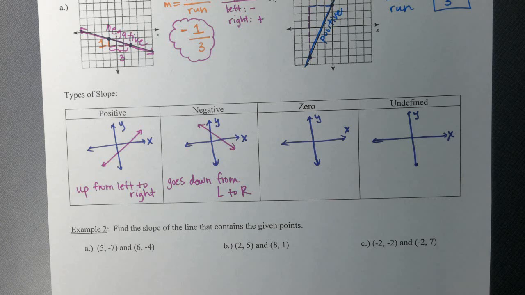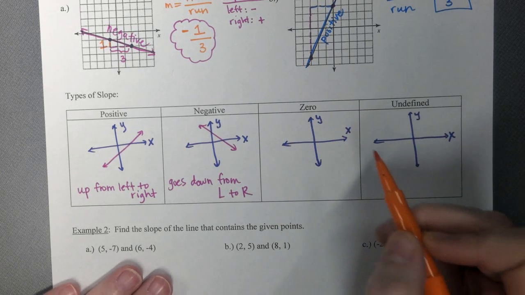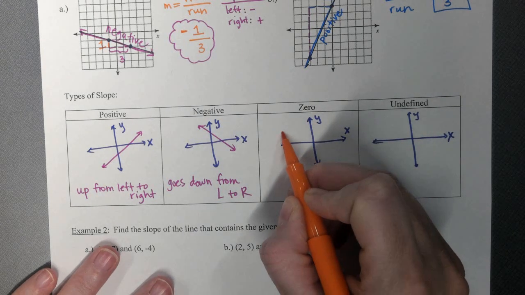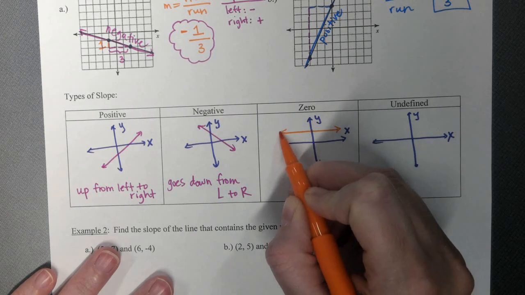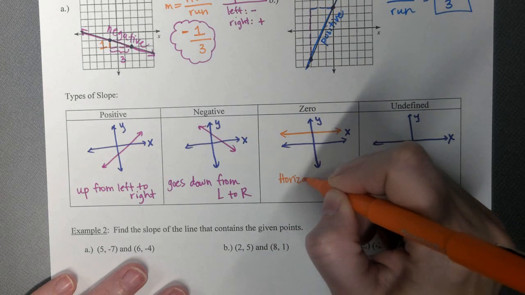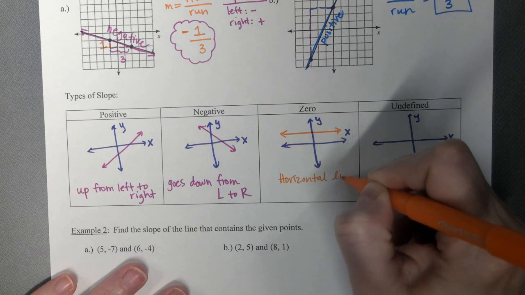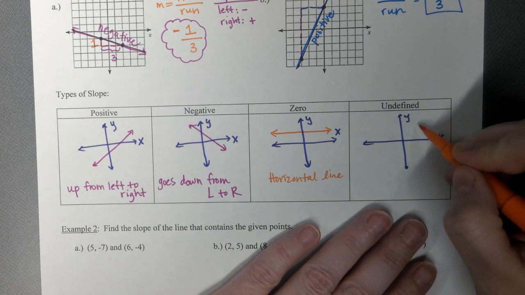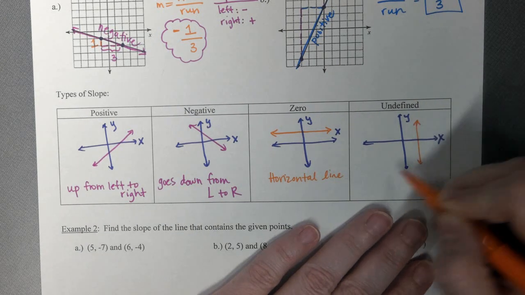Okay, now there's two special types of lines. There's the line that has a slope of 0 and a line that's undefined. So if it has a slope of 0, it's a horizontal line. Okay, and if it's undefined, it is a vertical line.